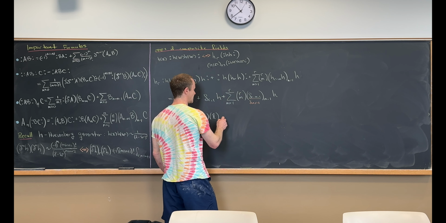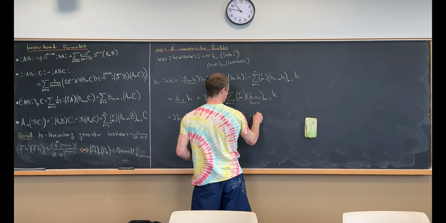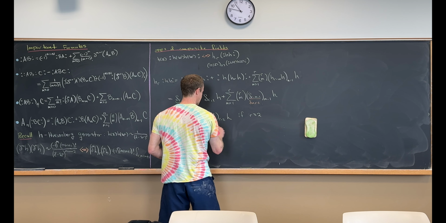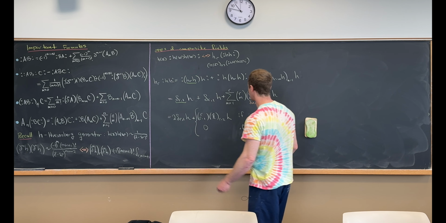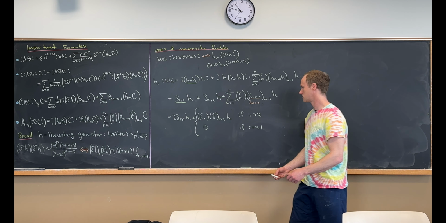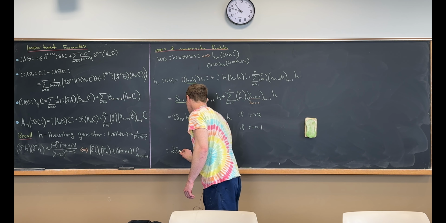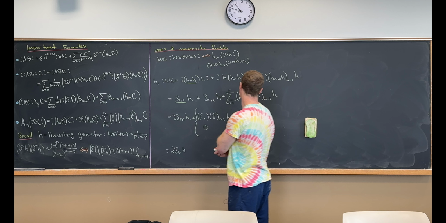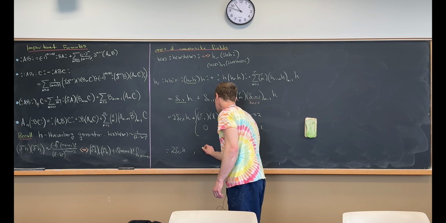And then this is going to be what? R minus 2 H, if R is bigger than or equal to 2, and 0 if R equals 0 or 1, because it collapses in different ways. So in the end, you get that this is really just 2 delta R comma 1 H. Now, I'd like to point this out. Maybe this might clear everything up.